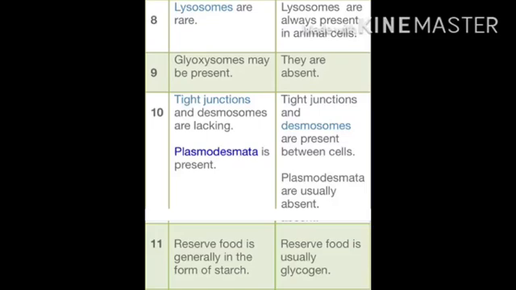Glyoxysomes may be present in plant cells, but they are absent in animal cells. Now, desmosomes and lagged tight junctions are present between animal cells. Reserve food is generally in the form of starch in plant cells. Reserve food is usually glycogen in animal cells, basically stored as fat.